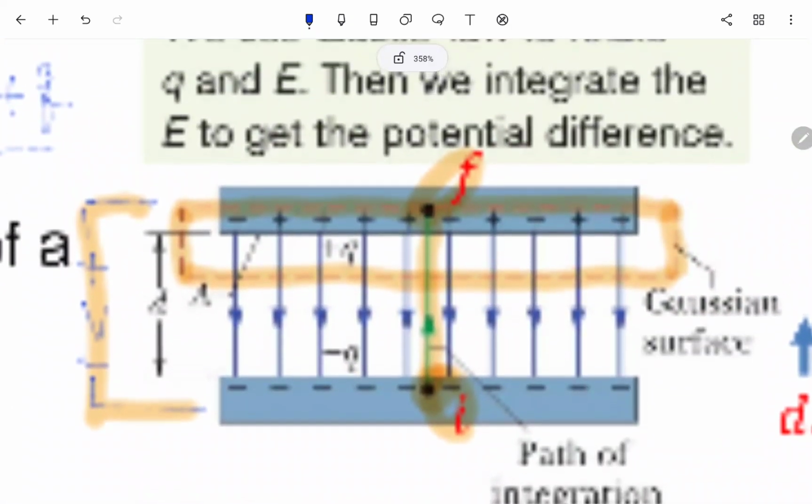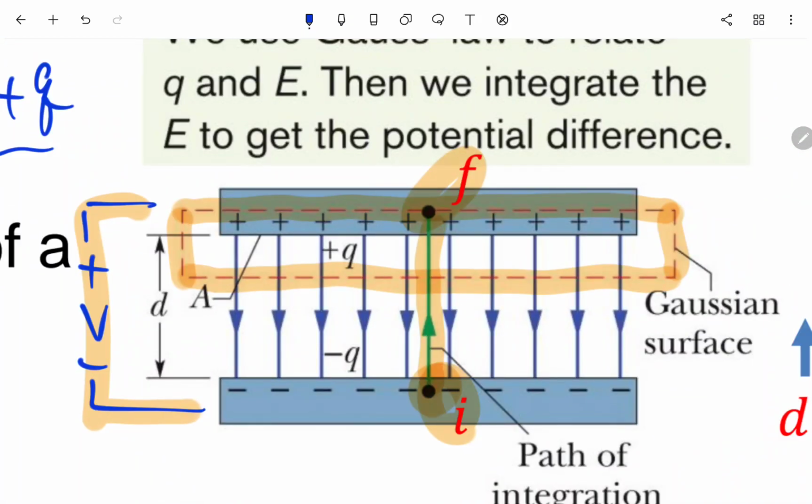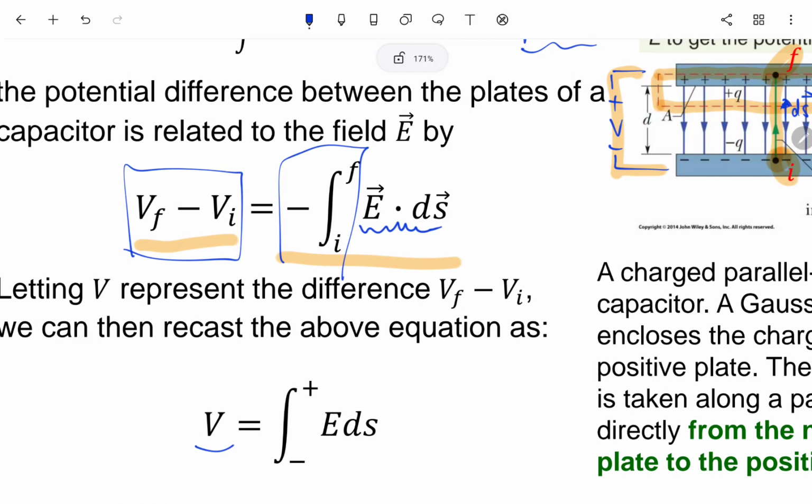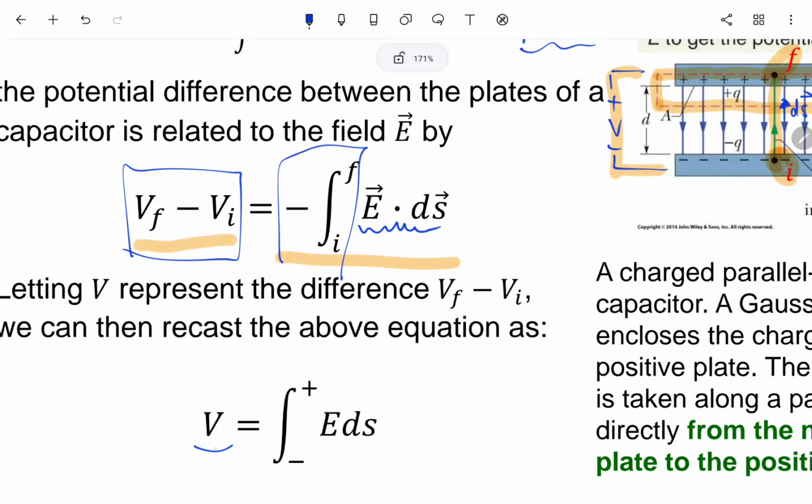Because originally it has a negative sign, and the ds will be something like this. Then you consider this is a positive plate, this is a negative plate, so the E field is pointing downward, and E dot ds will be negative. So this negative sign will cancel with the other negative sign, and it turns out to be a positive value. It looks cleaner. Okay, so V is actually the integration of E dot ds from negative to positive. So yeah, that makes much more sense.